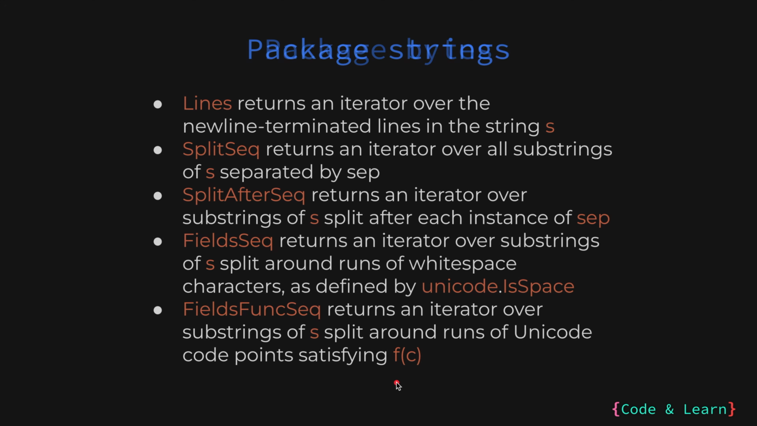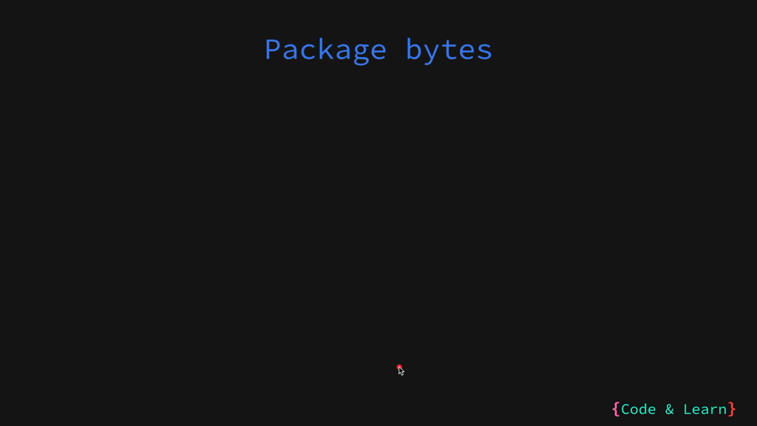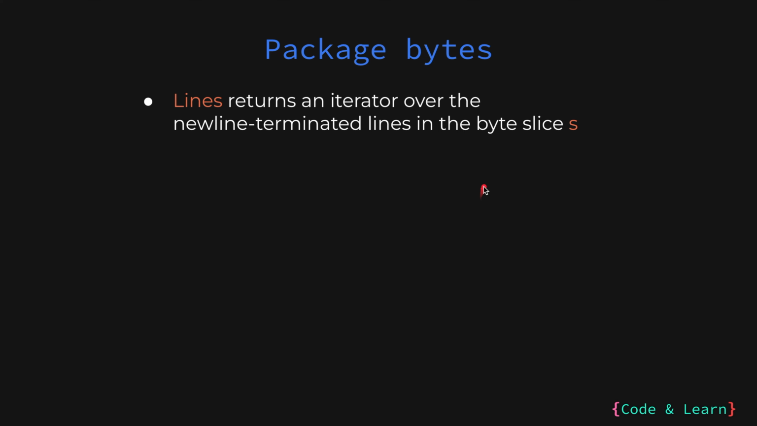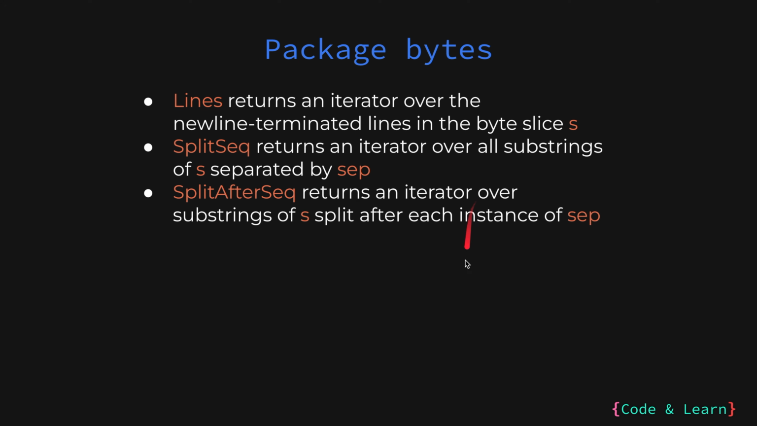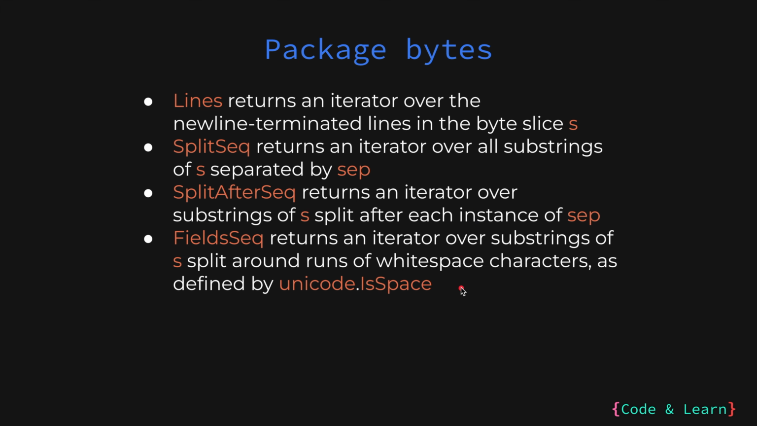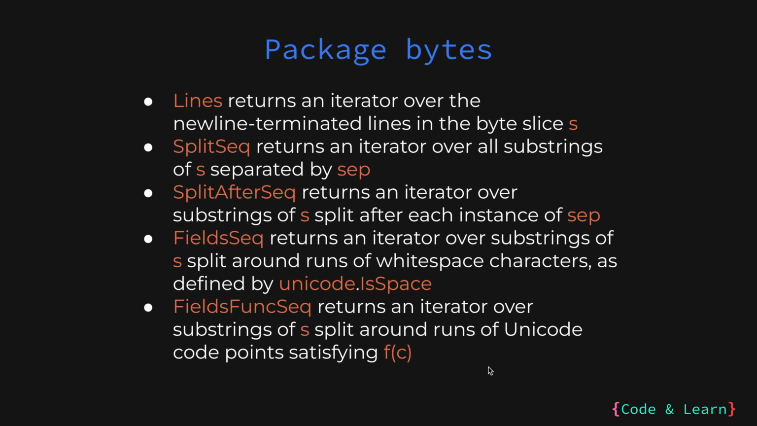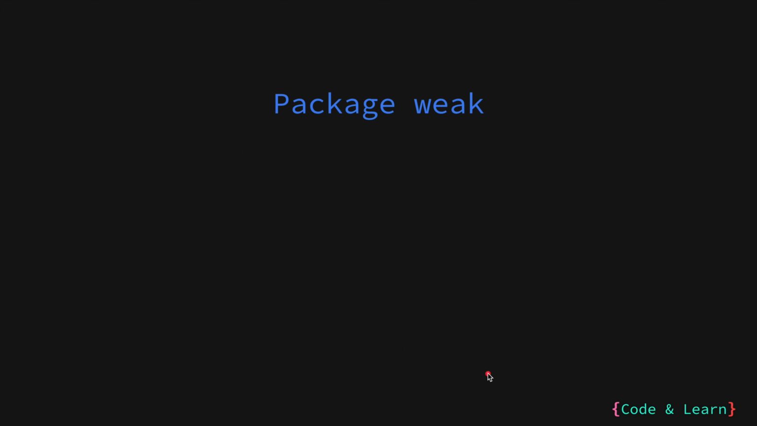Similar to the strings package, multiple functions have been added to the bytes package that return an iterator that can then be ranged upon. Similar to strings, we have Lines, which returns an iterator over the newline-terminated lines in byte slice s. Then we have SplitSeq, SplitAfterSeq, FieldsSeq, and FieldsFuncSeq, which we also have in the strings package. Another interesting addition is the weak package.